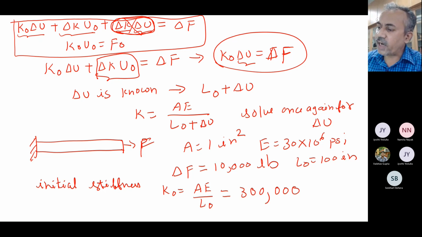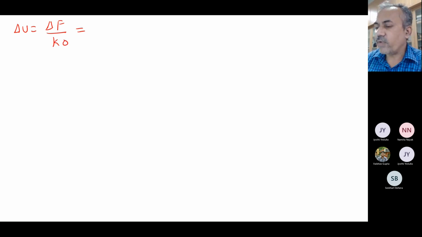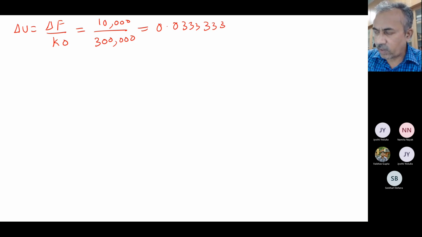So once you have this k naught, now you have to find out the deformation. So delta u is delta f by k naught. Delta f is 10,000, and this is 300,1000 or whatever. So this turns out to be 0.0333333 like that.